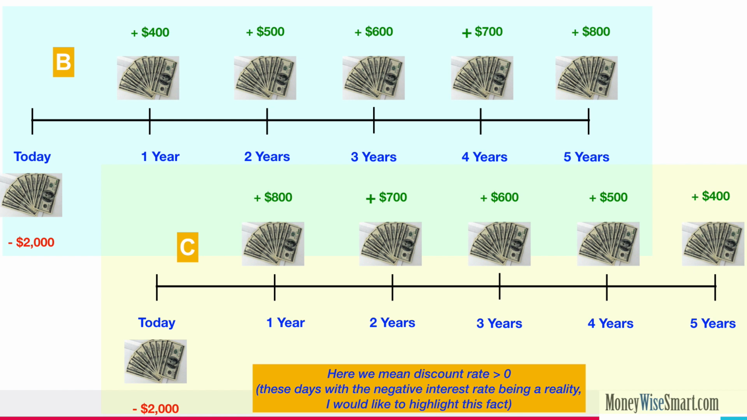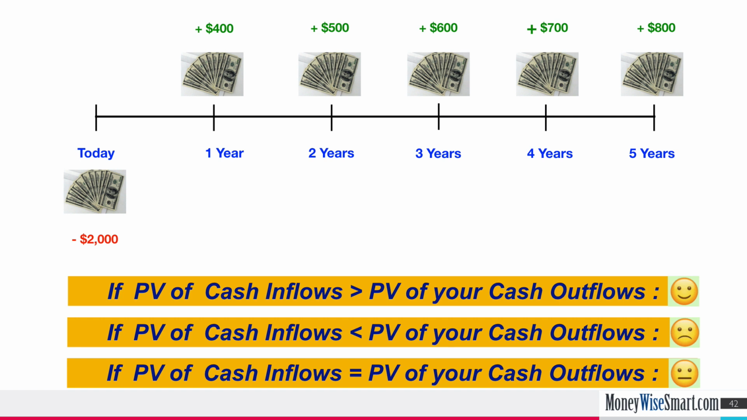So to sum it up, the only way for us to know if the deal is a good deal or a bad deal is for us to compare the present value of what we are getting over time versus the present value of what we are paying. If the present value of the cash inflows is greater than the present value of the cash outflows, then it's a good deal. If it's the other way around, that is the present value of the cash inflows is lower than the present value of the cash outflows, then it's a bad deal. And if the present value of the cash inflows is exactly equal to the present value of the cash outflows, then it's neutral. It's neither good nor bad.